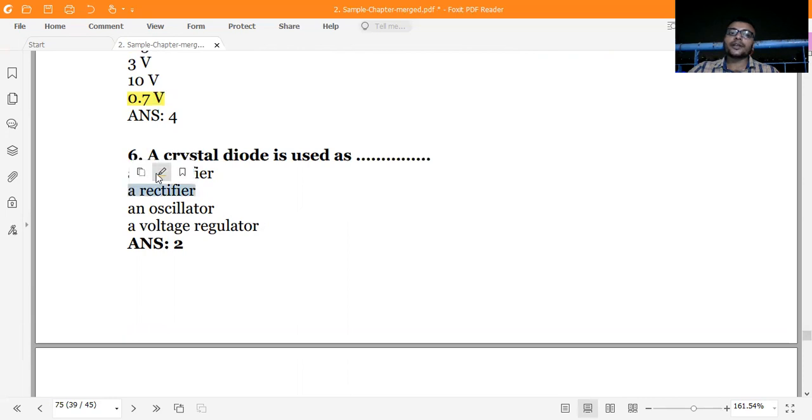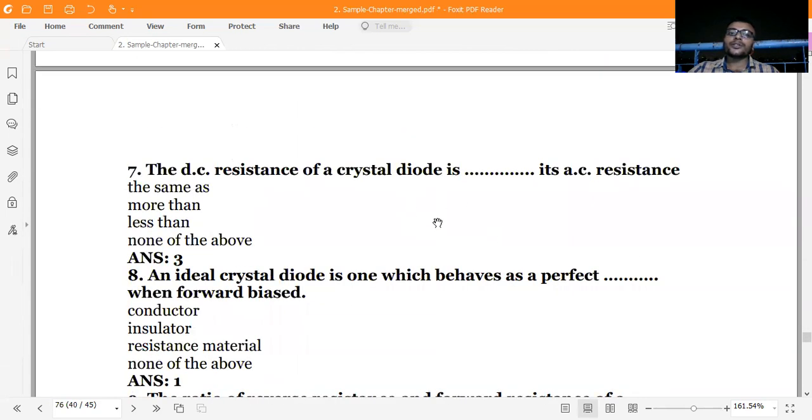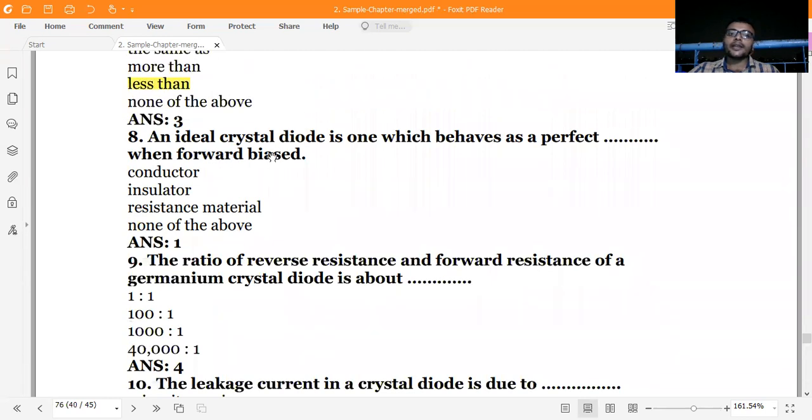It is used as a rectifier. Second one: the DC resistance of a crystal diode is dash the AC resistance. If you look at the comparison, the DC resistance is less than the AC resistance. An ideal crystal diode is one which behaves as a perfect conductor during forward biasing.